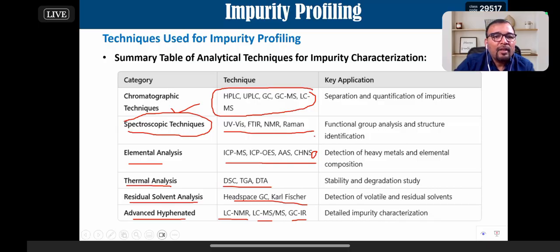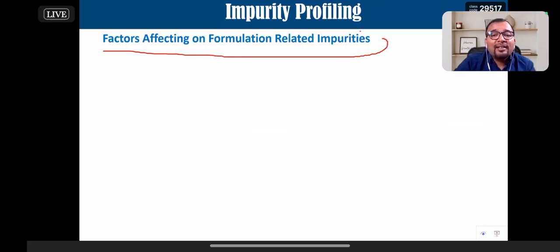Awesome. Now, here is the important point. Once again, I would like to reiterate the factors affecting formulation related impurities.